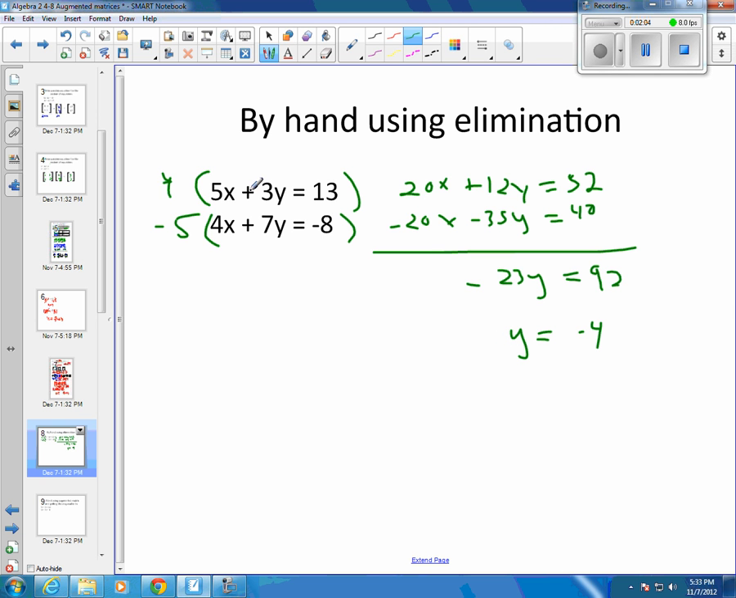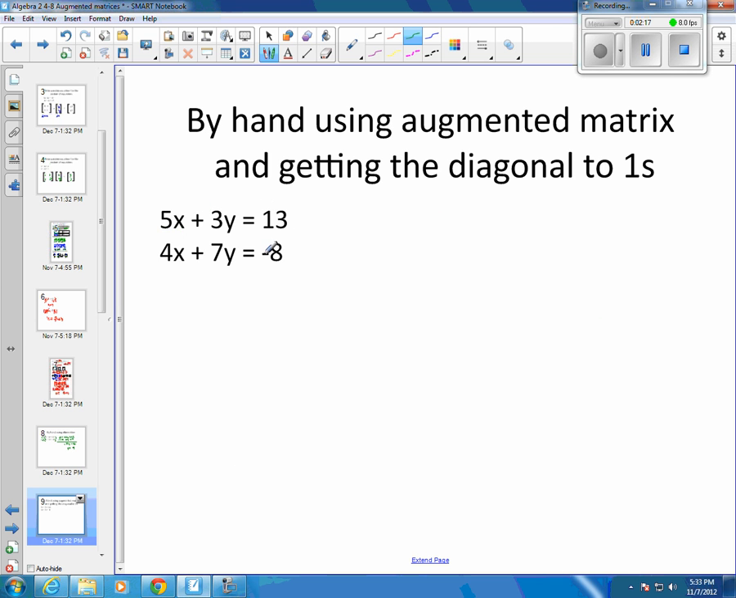Now I can substitute back in, or I could use elimination and get rid of the y's and solve for x. But hopefully you remember your elimination method, and you've got the basics of what I'm about ready to do. I'm not going to finish solving this one. I'm going to solve it with my other method.